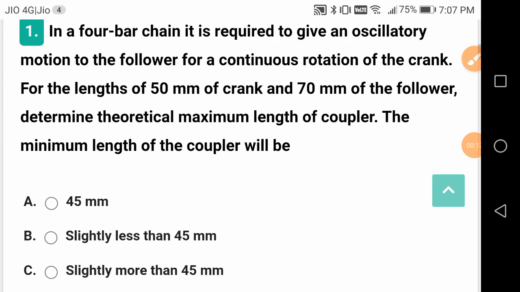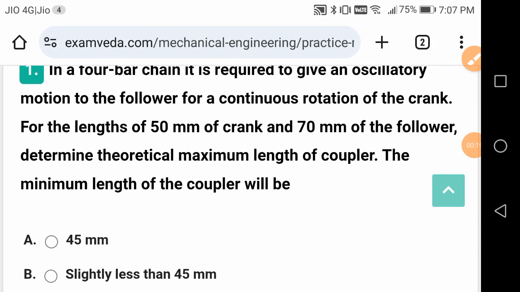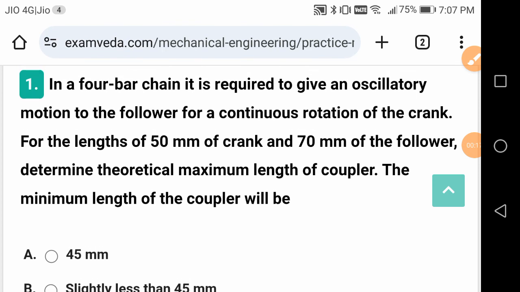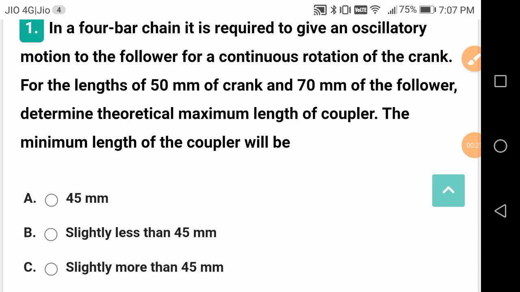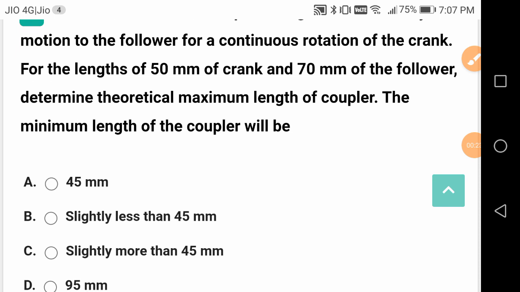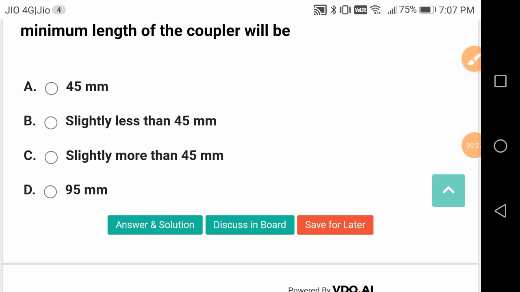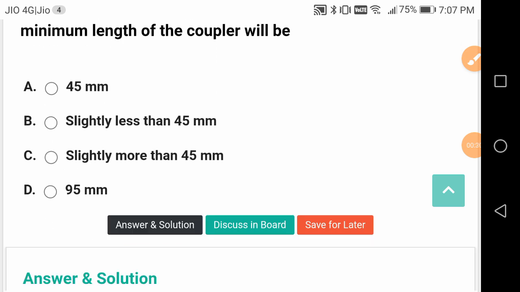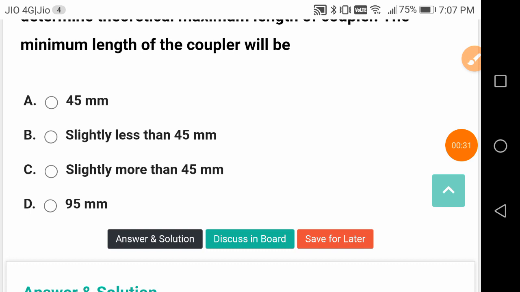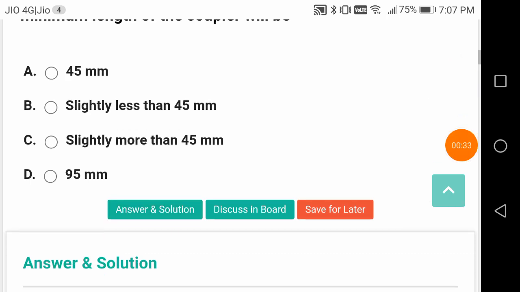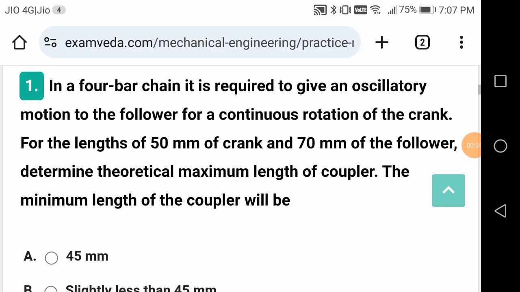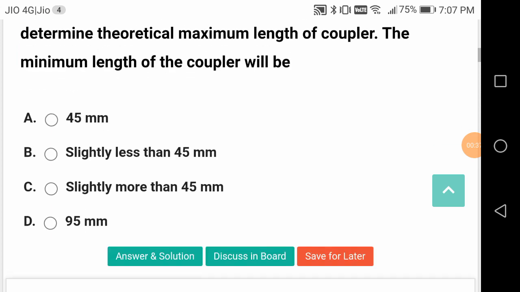In a 4-bar chain, it is required to give an oscillatory motion to the follower for a continuous rotation of the crank. For the lengths of 50 mm of crank and 70 mm of the follower, determine the theoretical maximum length of the coupler. The minimum length of the coupler will be slightly more than 45 mm.